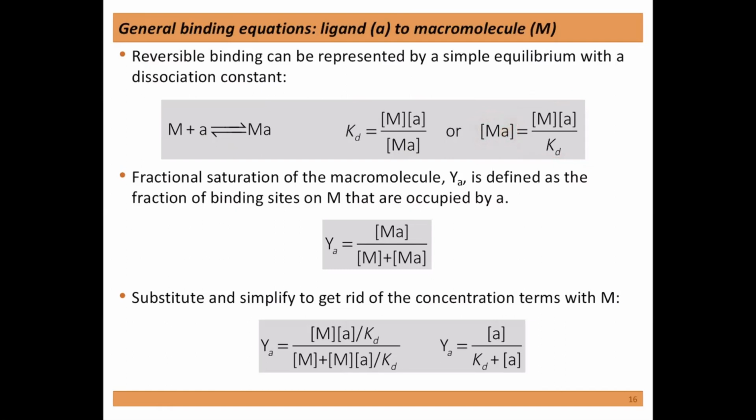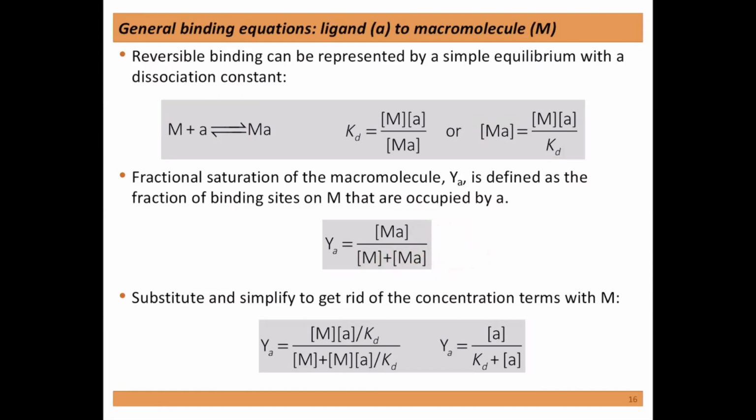Now, another equation that we need to work out is the fractional saturation of the macromolecule. So if we have our macromolecule and it's bound to A, how much of our macromolecule is bound? Well, we can figure that out by taking the amount unbound plus the amount bound. That would give us a total. And then we simply take the amount that is bound. So you take the amount bound by the total molecules, and that's why you have to sum those two together. And that is going to give you a fraction.